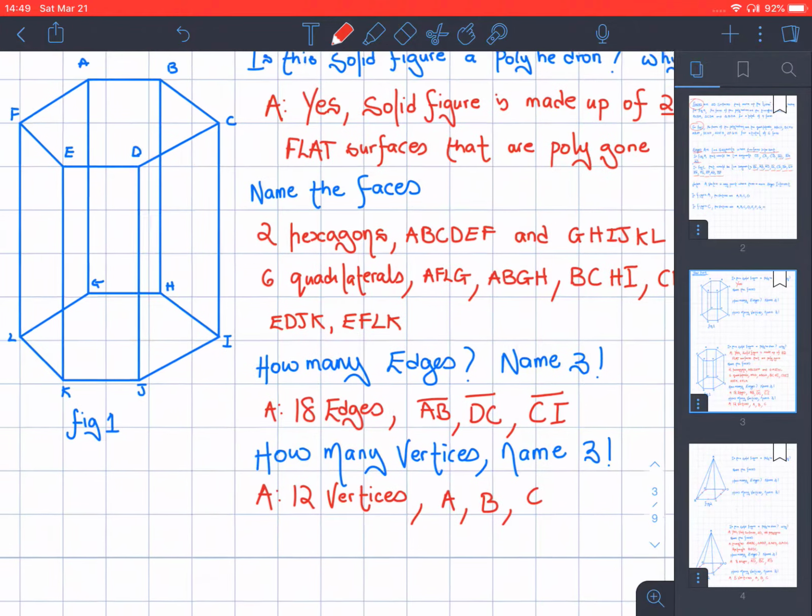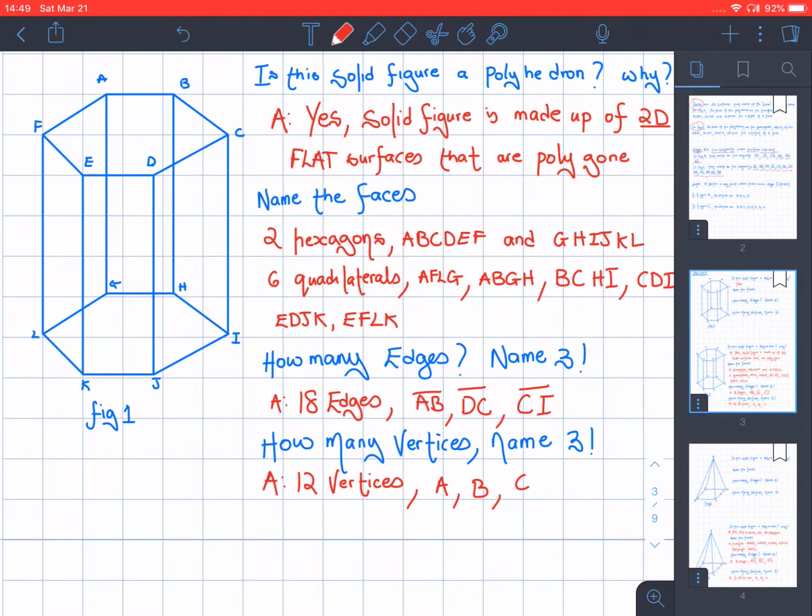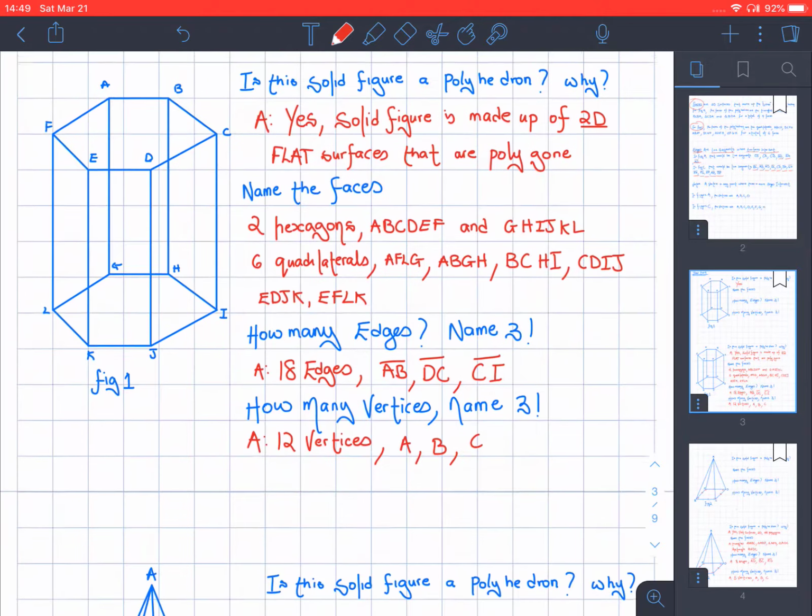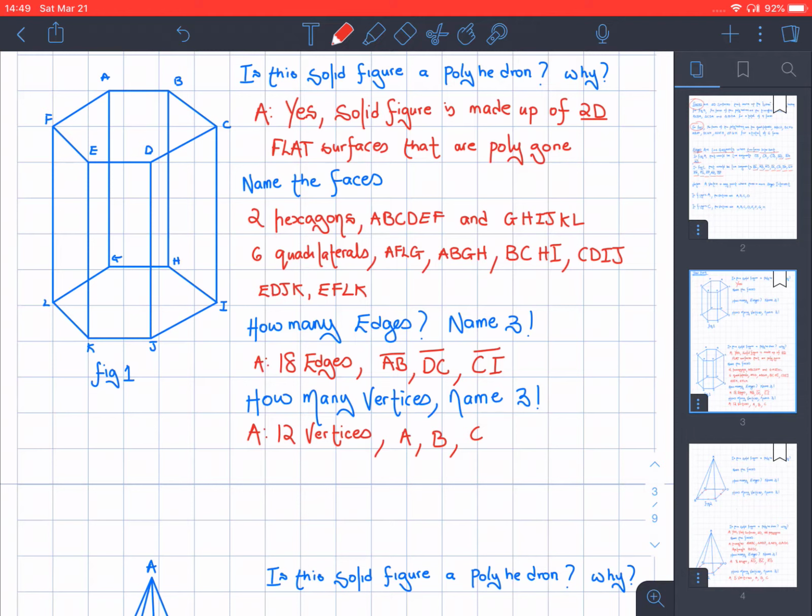So name the faces. Like I said earlier, we have two hexagons up top and at the bottom, and those are hexagon ABCDEF and hexagon GHIJKL, and then the rest are quadrilaterals AFLG, ABGH, BCHI, CDIJ, EDJK, and EFLK.